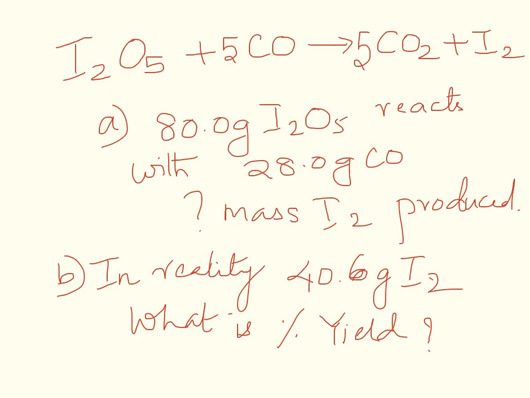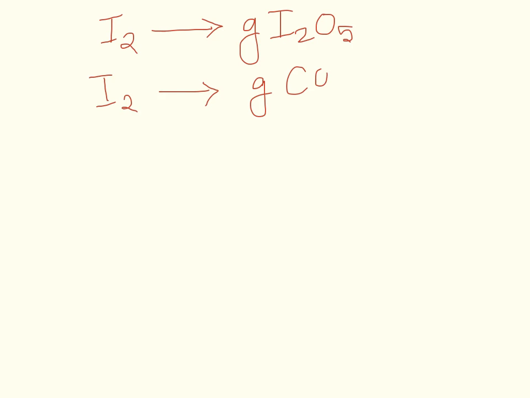Now remember, 2 reactant masses are given to you, so you always have to do 2 calculations. So get the amount of product from the amount of the first reactant, also get the amount of product from the amount of second reactant. Okay, you will get 2 different answers. Okay, so how do we do that?